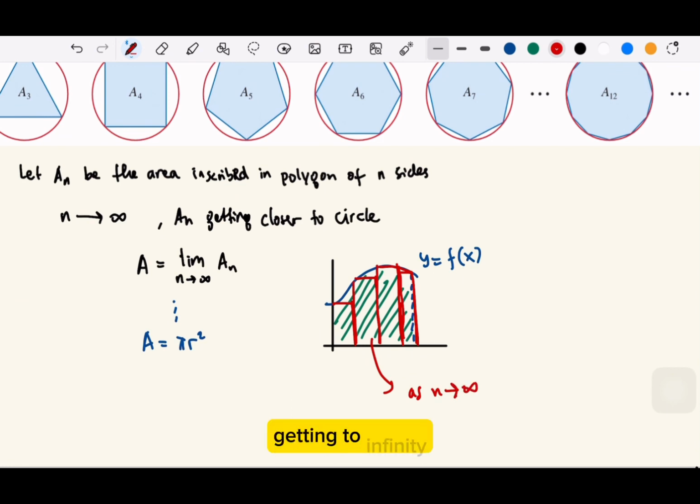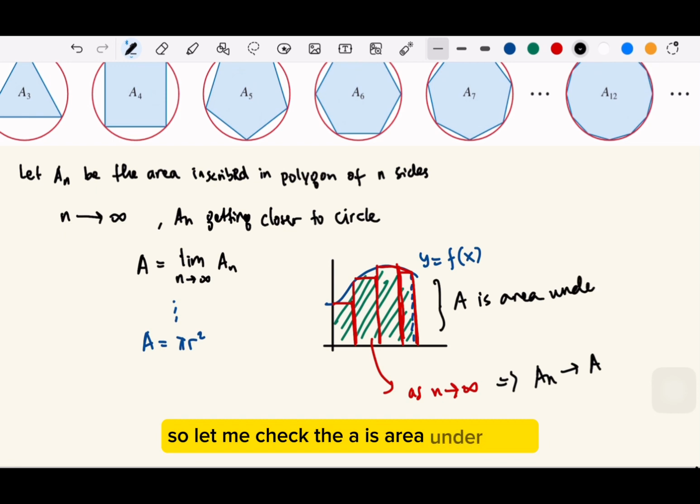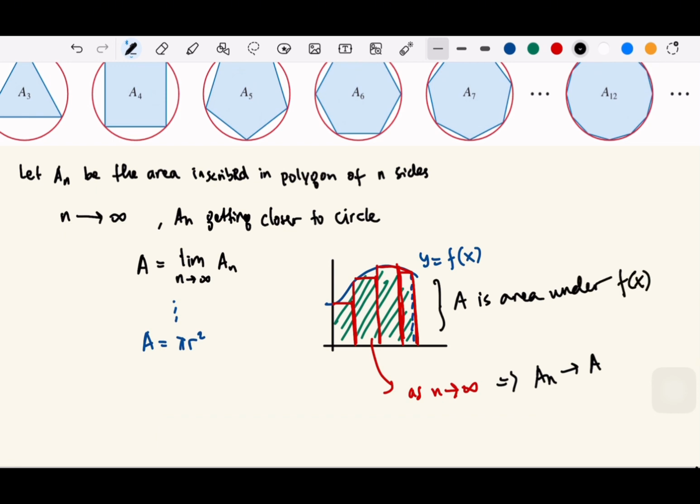So you can see that as n is getting to infinity, let me just write, A_n is getting close to A. A is the real area under the curve. So let me check. A is the area under f of x. Okay, that's the first one, the area problem.